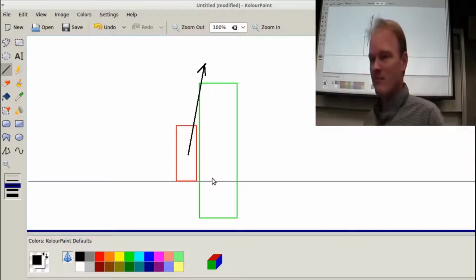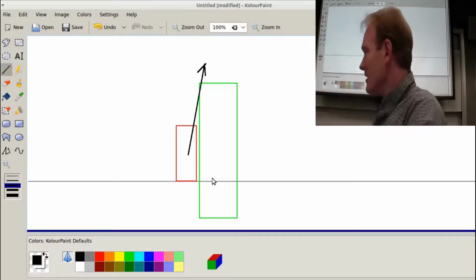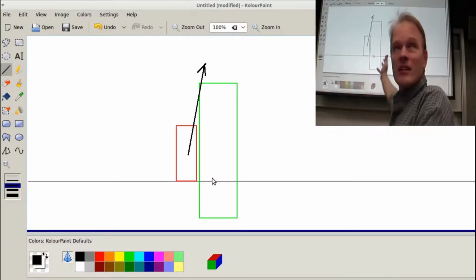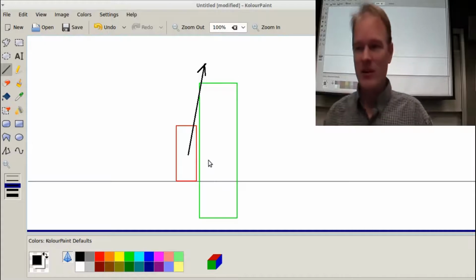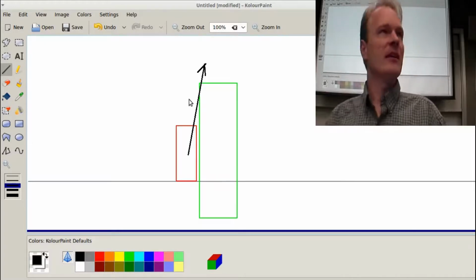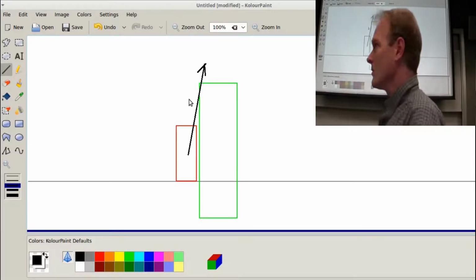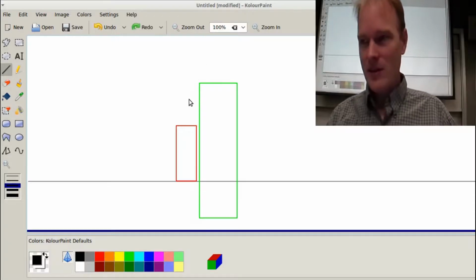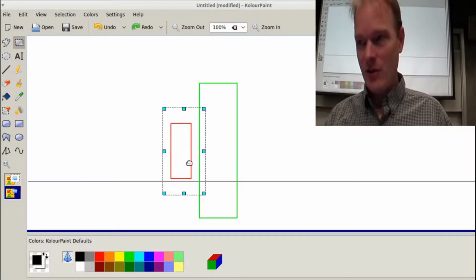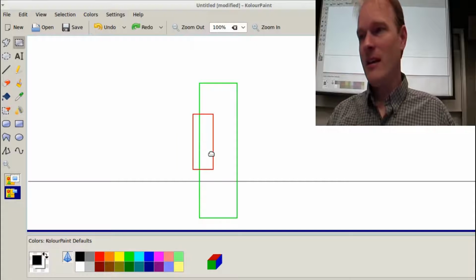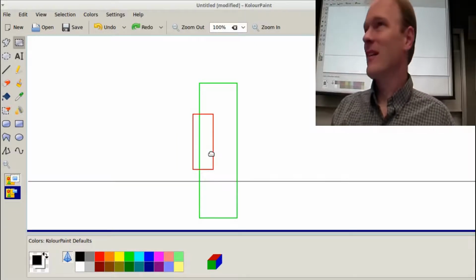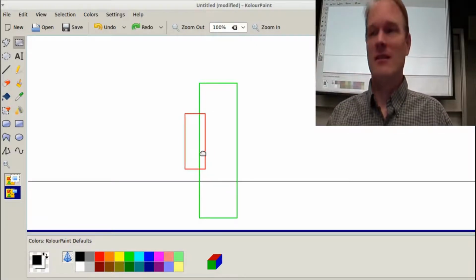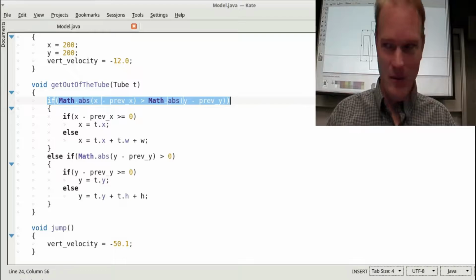Yeah, and that was just wrong logic, and I'm sorry I presented you with wrong logic. What should the logic really look like? How do we know if we went through this side of the tube? Yeah, nailed it. So here's how you say, did you come through the left side of the tube? If you were here, and now you're there, you went through the left side of the tube, all right? Let's write it that way instead.